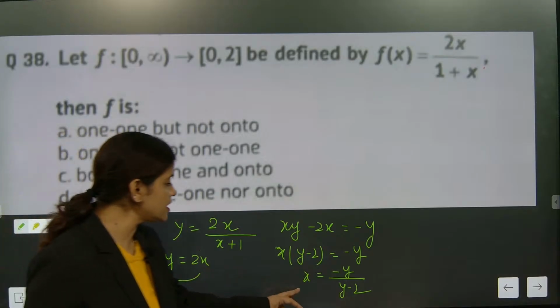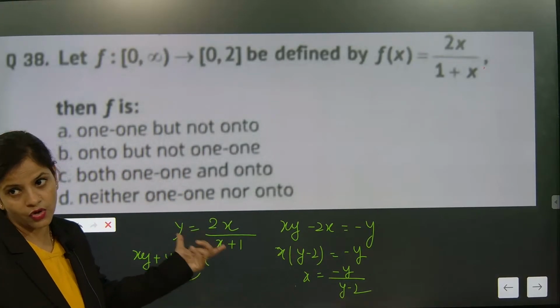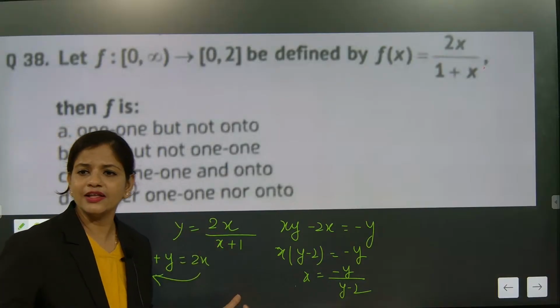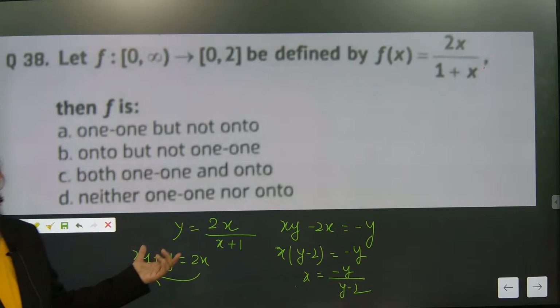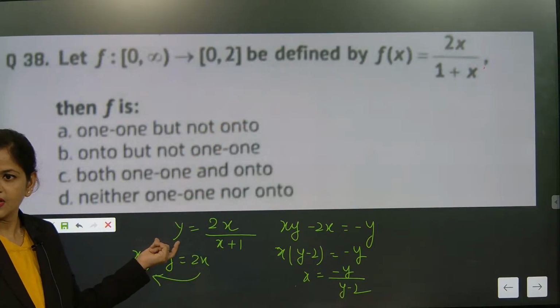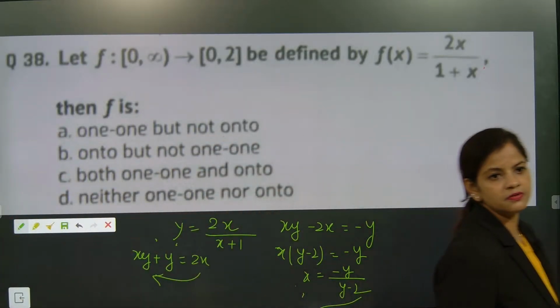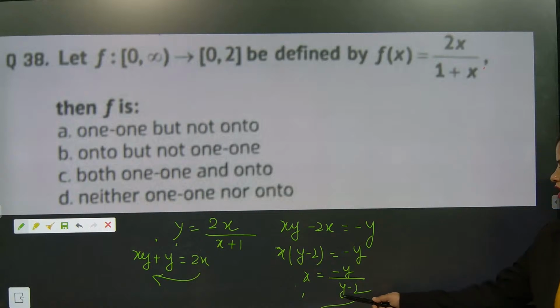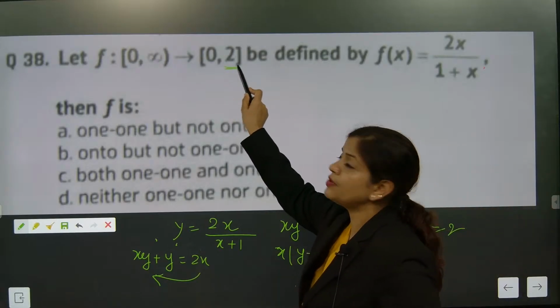What I did here is, whenever you have to check codomain onto, you have two processes. Either you can differentiate and find the increasing and decreasing function. If you can't find the increasing and decreasing function, make the function equal to y and find the value of x. So what should not be the value of y, beta? If I make y equal to 2, what will happen? What will be the disaster? It will become infinity.